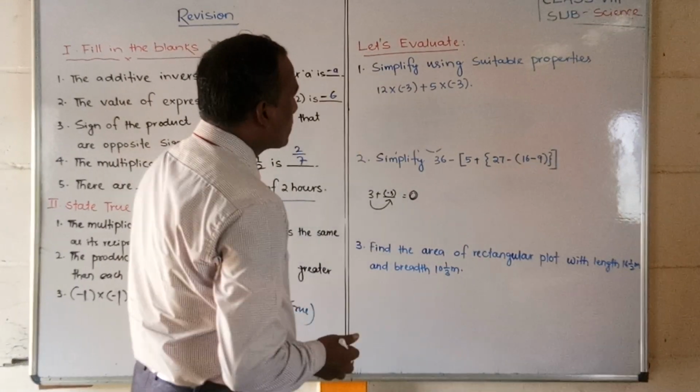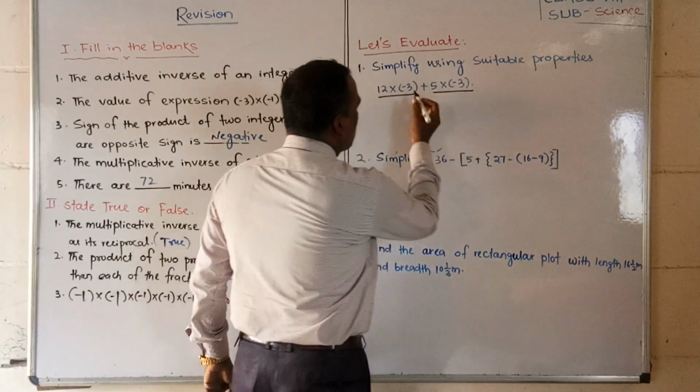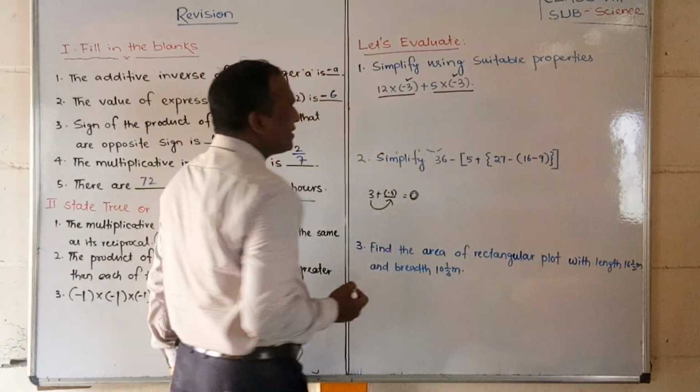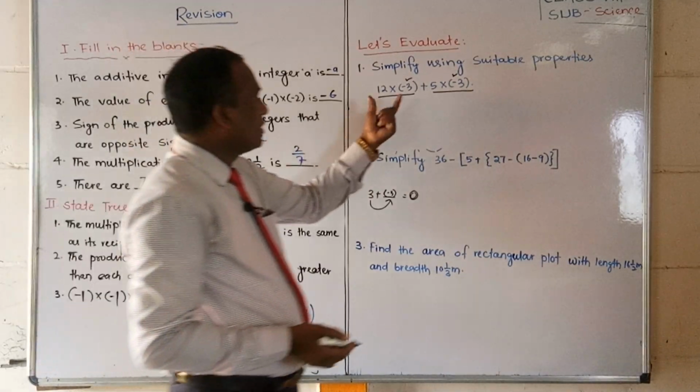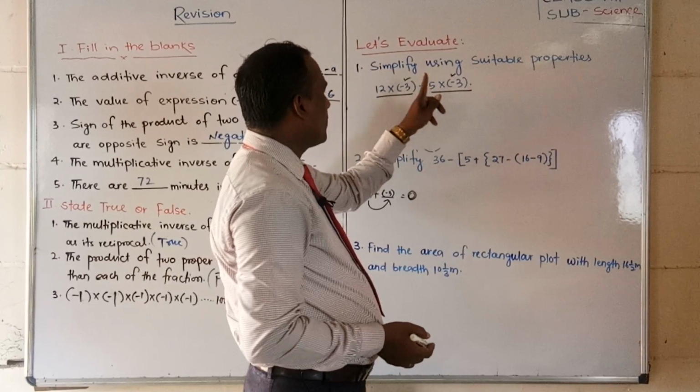One question first of all, read and observe: 12 into minus 3 plus 5 into minus 3. Look here, students. This minus 3 is a common multiplier. The first term, minus 3, is multiplying 12, and minus 3 is also multiplying 5.